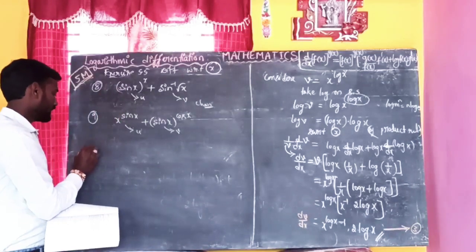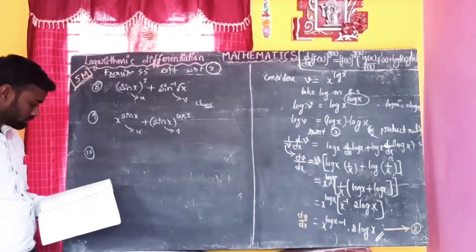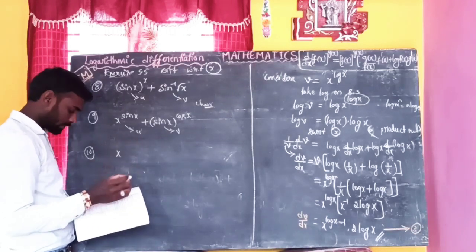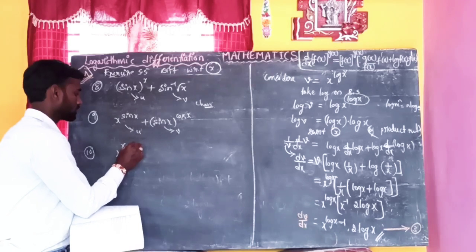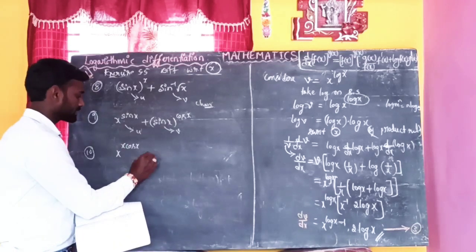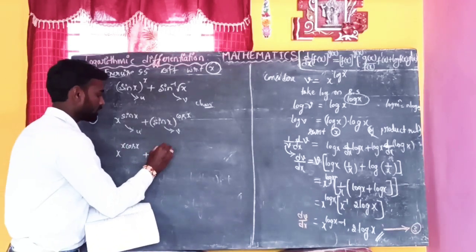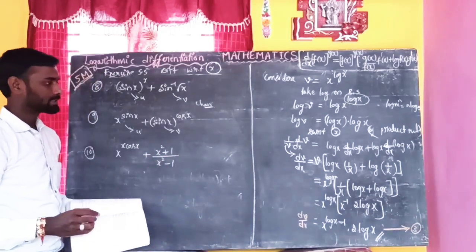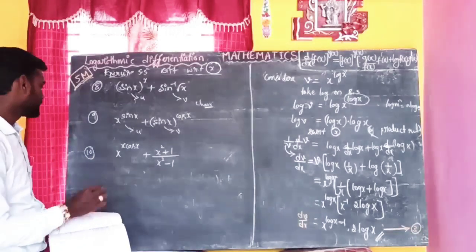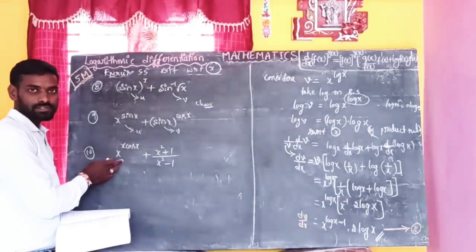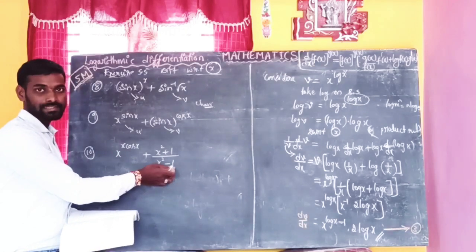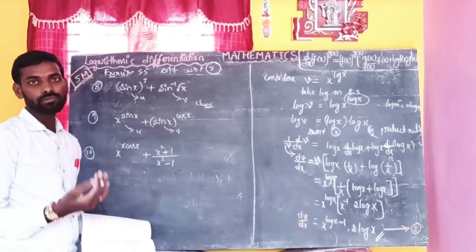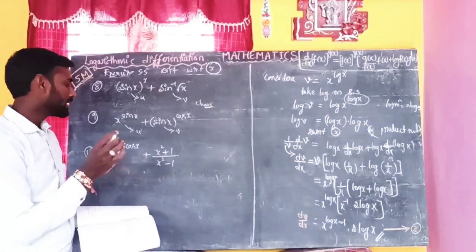Now, and 10th one, x to the power of x cos x, plus x square plus 1 by x square minus 1. Here, this is also same. Take it as u, take it as v, and find du by dx, and put it in dy by dx is equal to du by dx plus dv by dx. You will get the answer, guys.